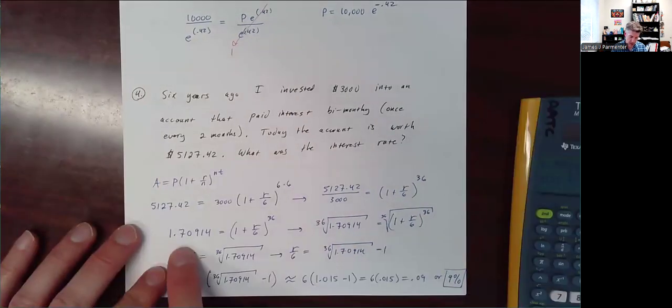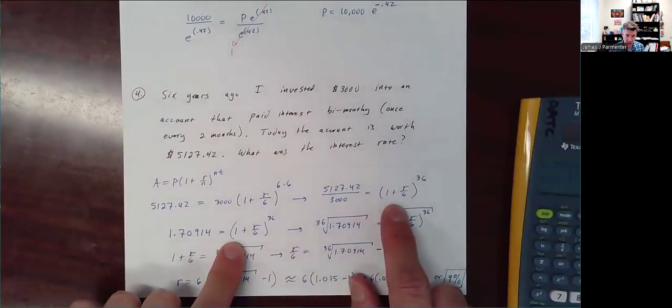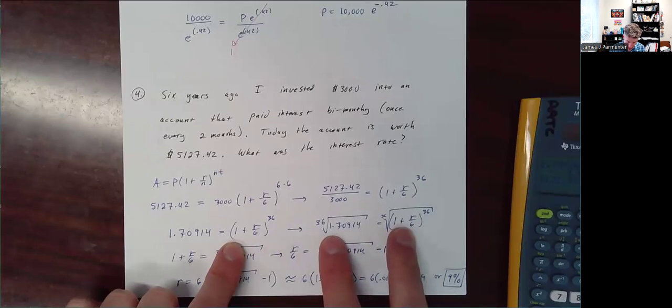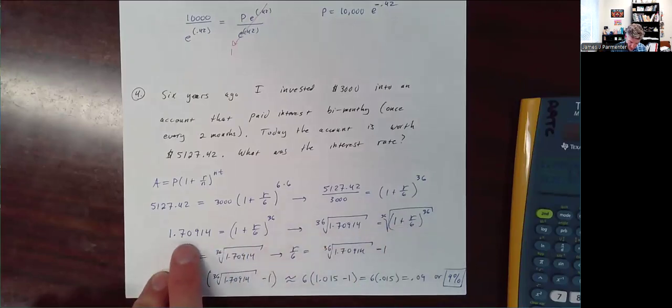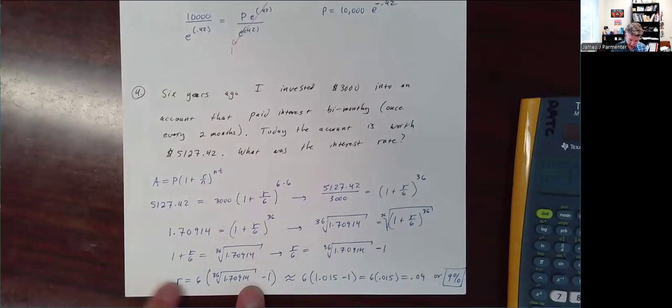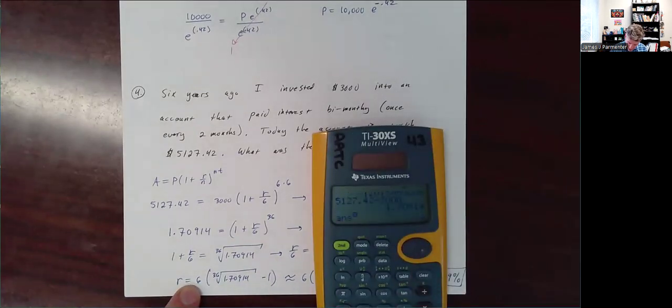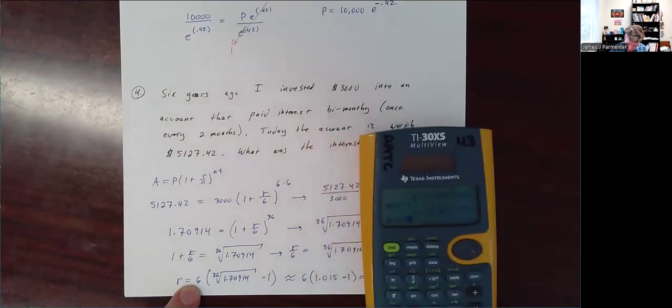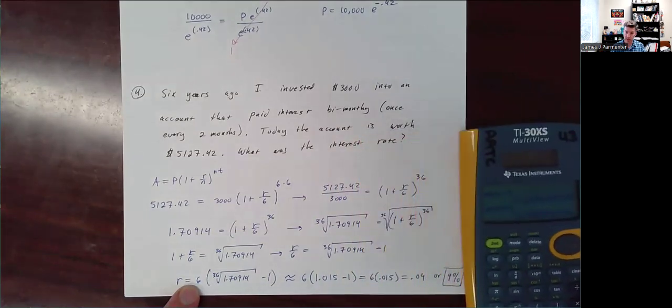So then we had 1.70914 equal to (1 plus r over 6) to the 36th power. We took the 36th root of both sides to get the 36th root of 1.70914 equal to just 1 plus r over 6. We subtracted 1 from both sides. We multiplied both sides by 6. And then we got a decimal approximation by doing the 36th root of that, or the 1 over 36 power, and then subtracting 1, and then multiplying by 6. And 0.09 is our decimal, but the percentage is then going to be 9%.